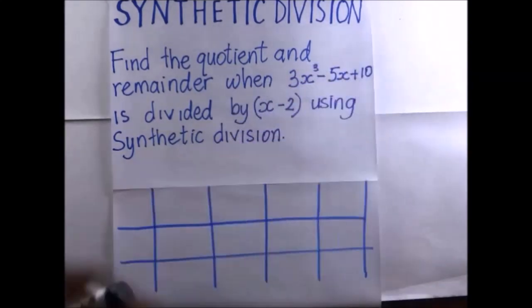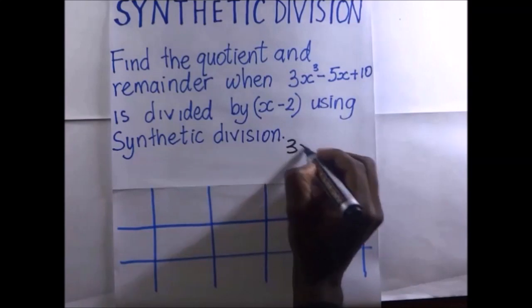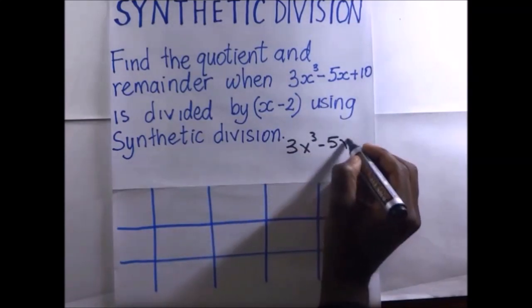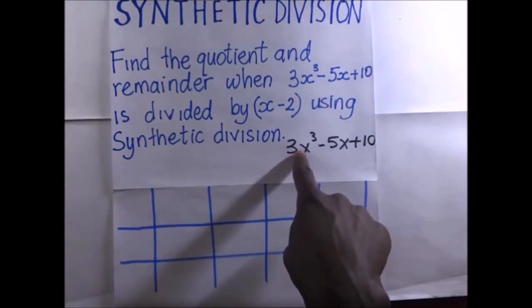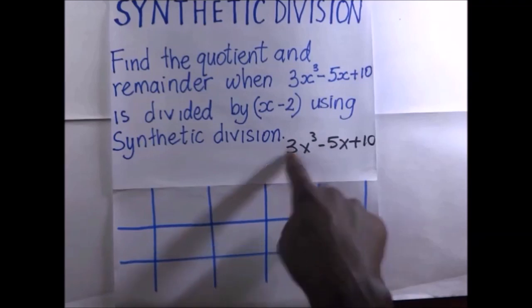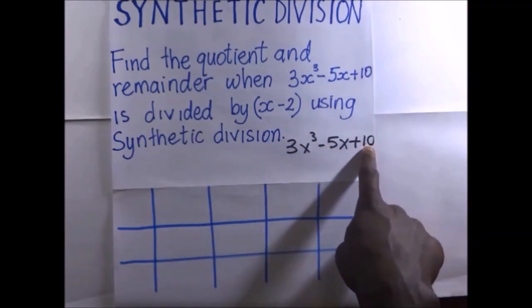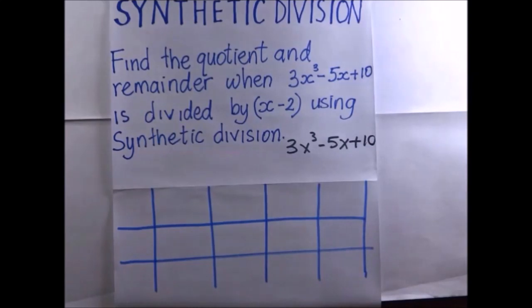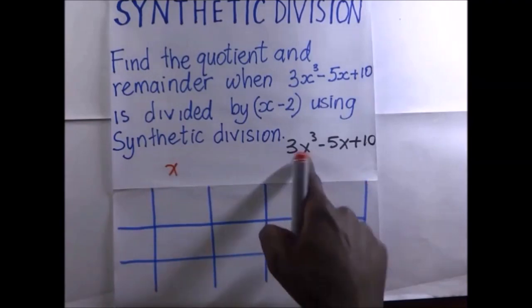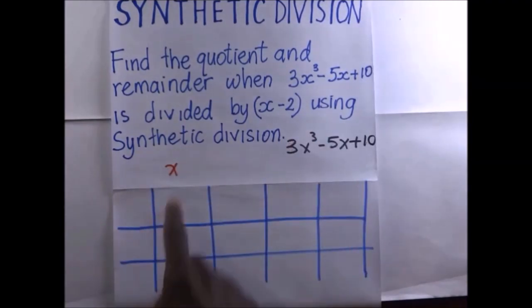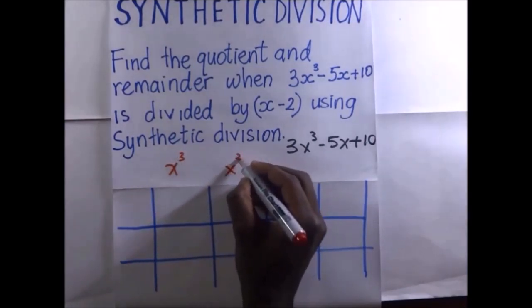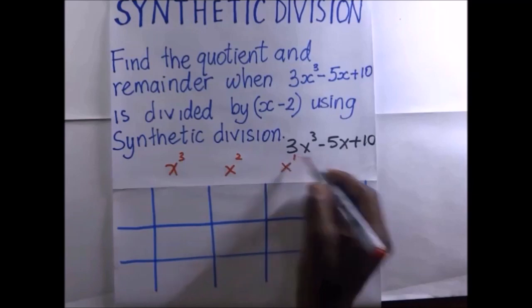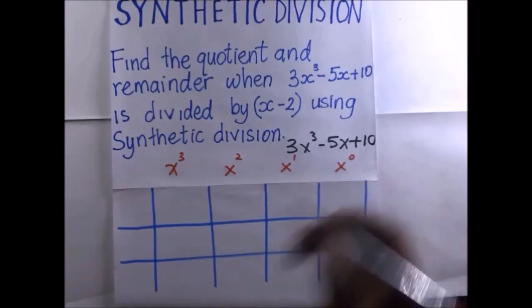So the polynomial in question is this. It is 3x cubed. If you look at that, we are having x to the power 3. We have coefficients 3, negative 5, and 10. So now we are going to group this in this way. Our highest power is 3. So we put here the coefficients of x to the power 3, x to the power 2, x to the power 1, x to the power 0.